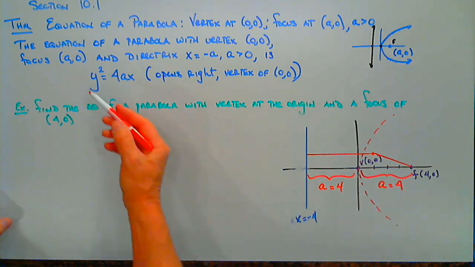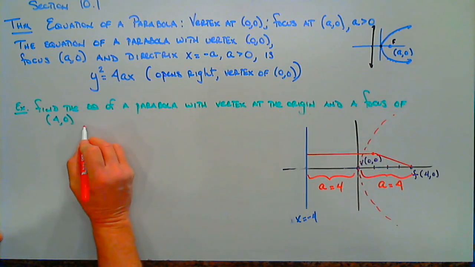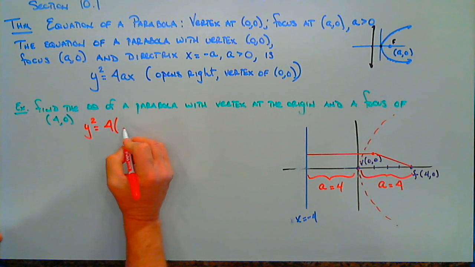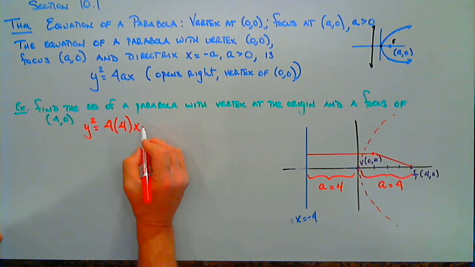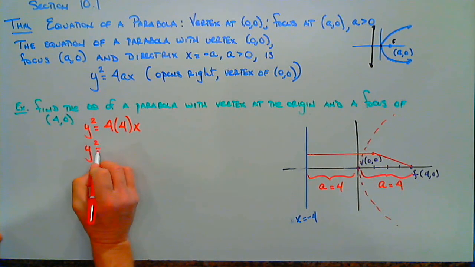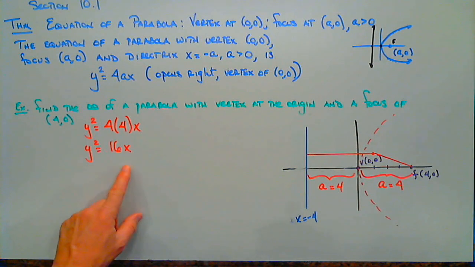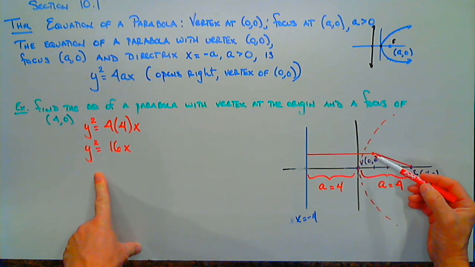Well, for us, a is 4. Because it opens to the right, this is the formula we use. So our equation is going to be y squared equals, the formula has a 4, we'll put that in there, our a is 4, we'll put that in there, and then we have x. And so we get y squared equals 16x. That's the formula for our parabola. And now we can see that (1, 1) certainly is not on our parabola, is it? Because we were thinking maybe (1, 1) was on our parabola.